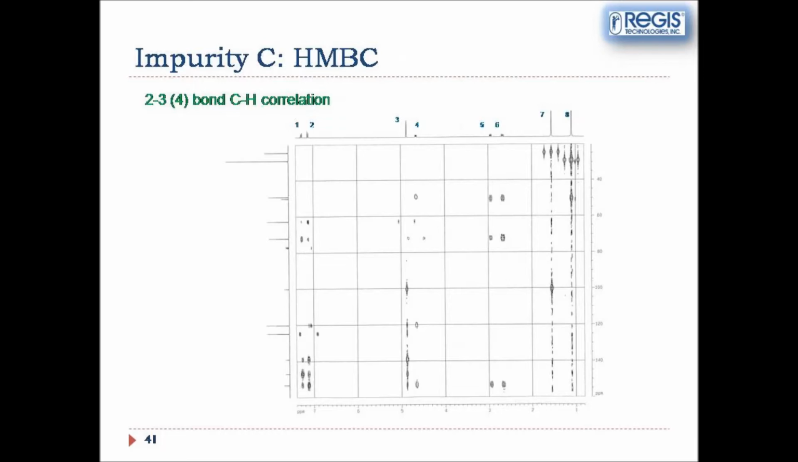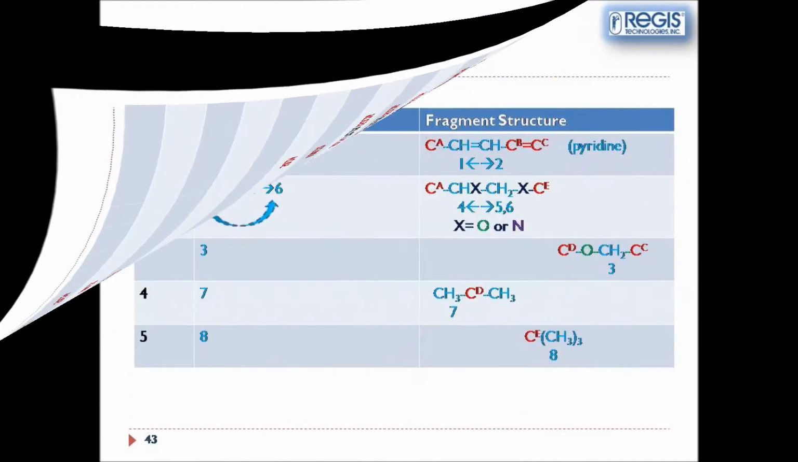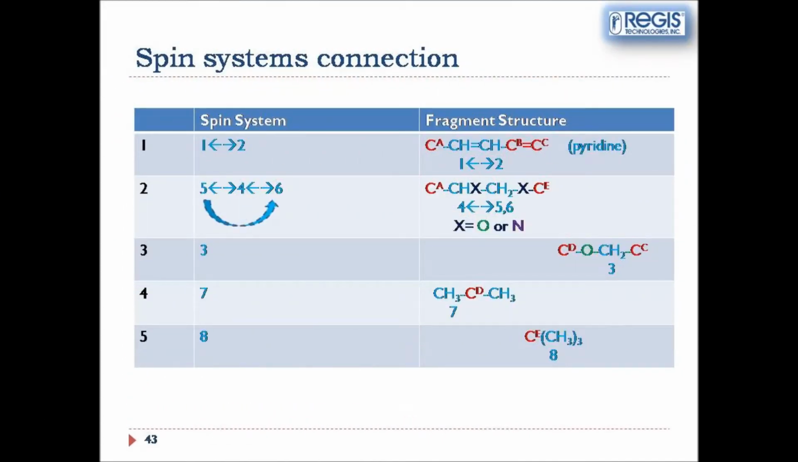We can see the correlations of the carbons and protons here very clearly. There's not so many signals. And at the end, we fill the column in the table showing the correlations of the certain proton to the certain carbons. So this analysis adds several quaternary carbons to the fragment structures.